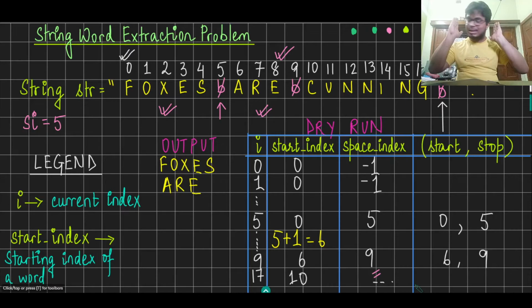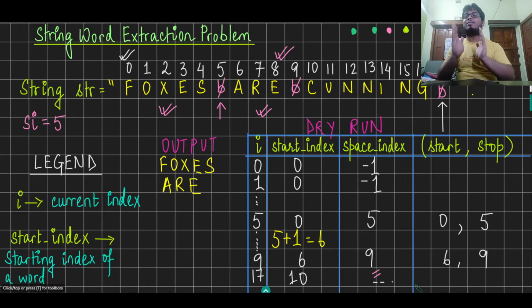Just keep it in your mind that in this algorithm, we are searching for a space. Whenever we get a space, we can extract the word that's towards the left of it. And from the space index, we can find out what index the right word starts from. And to extract the right word, we need to go to a space that's after that word. So every word has a space after it, and therefore for this space, this word is extracted.